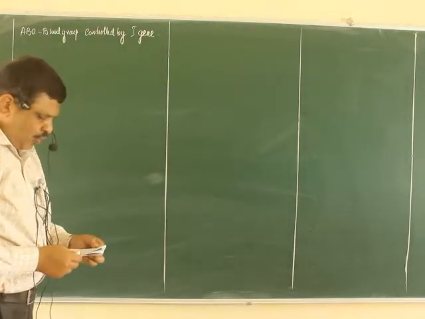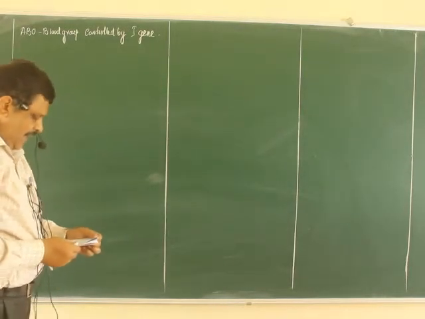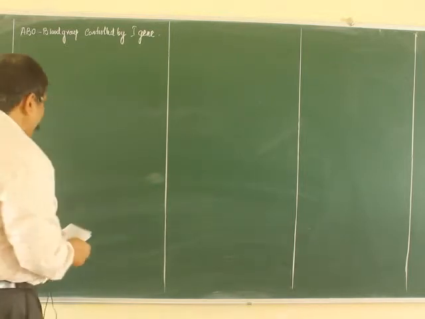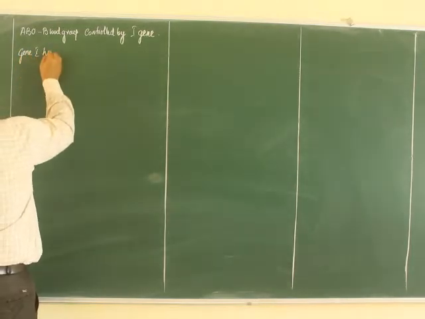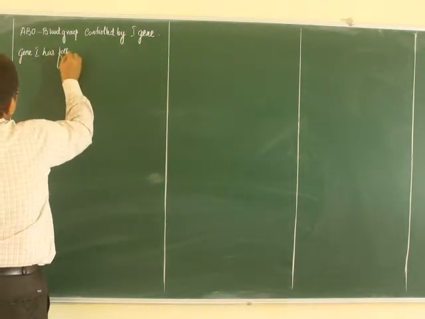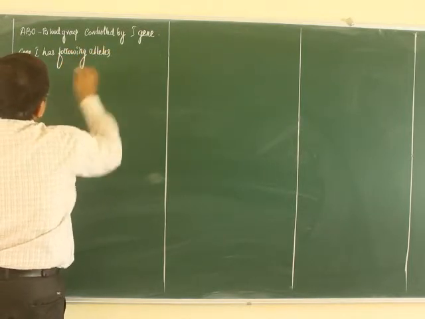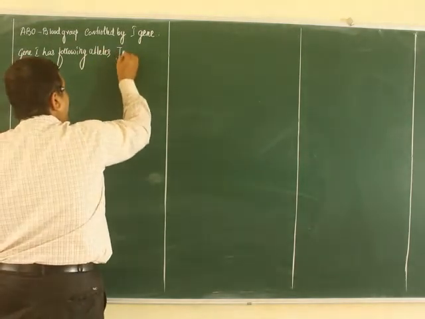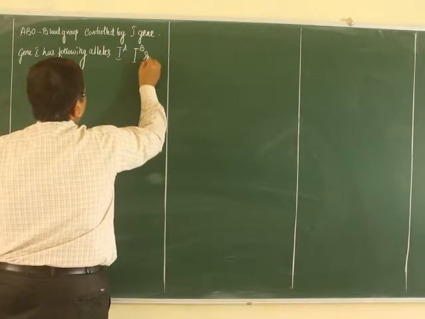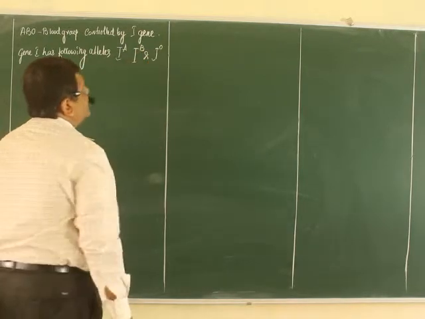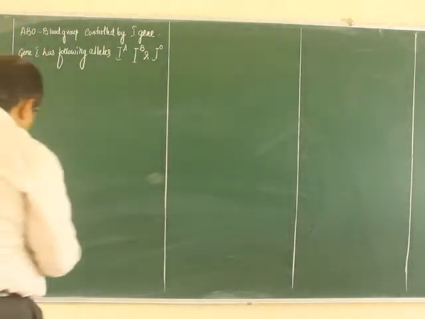The gene that controls the production of sugar polymer antigen, I think I explained this. And the gene I has the following alleles. They are IA, IB and IO. So the three alleles are IA, IB and IO.